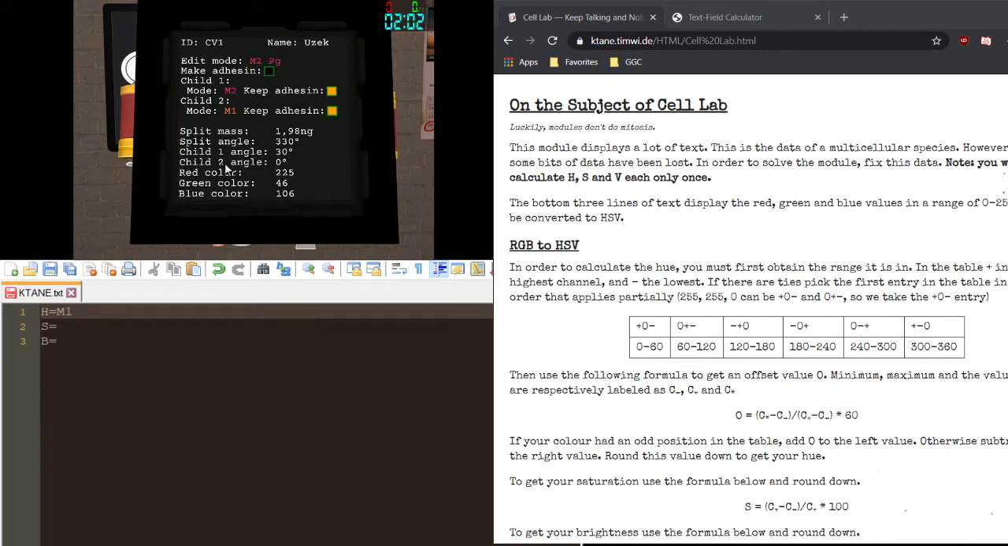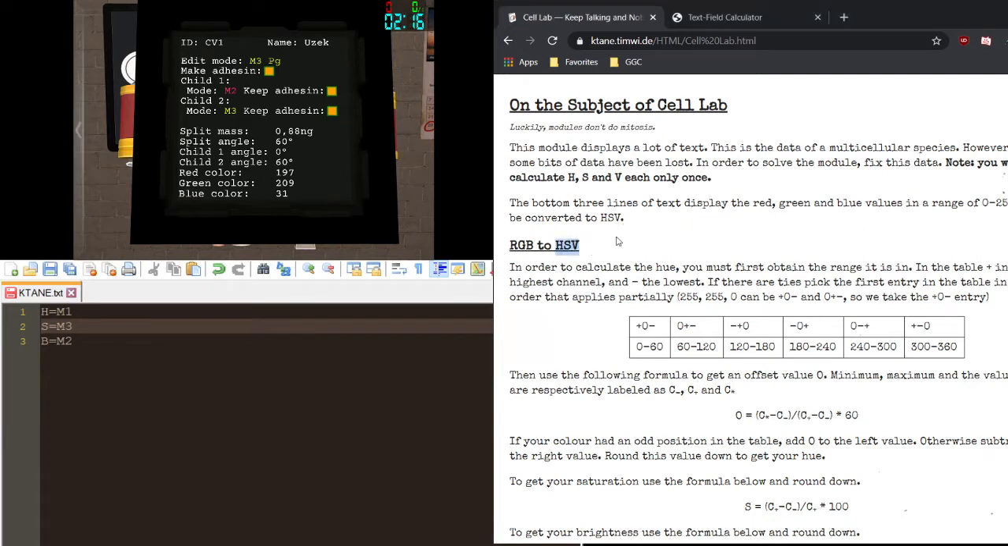If the cell is missing the child 2 angle, which is this one, they need the brightness, so M2. And the cell that is missing the child 1 angle needs the saturation. Think of it from top to bottom. In HSV, which is left to right in the normal HSV color scale, the top needs hue, the middle needs saturation, the bottom needs brightness.